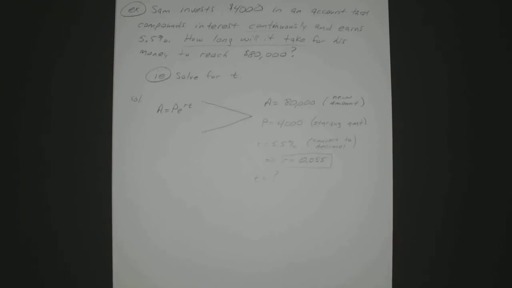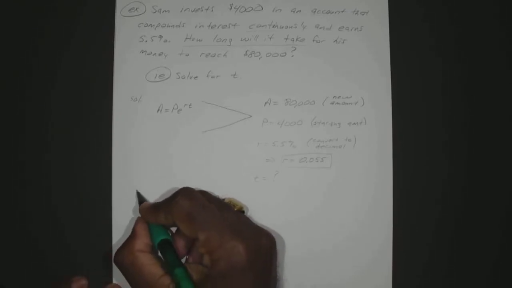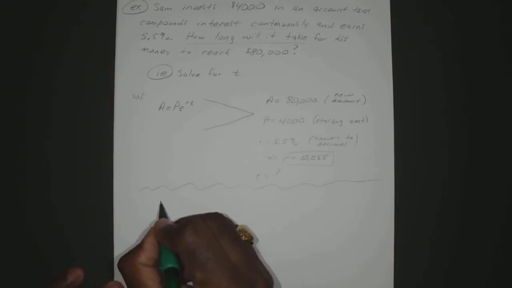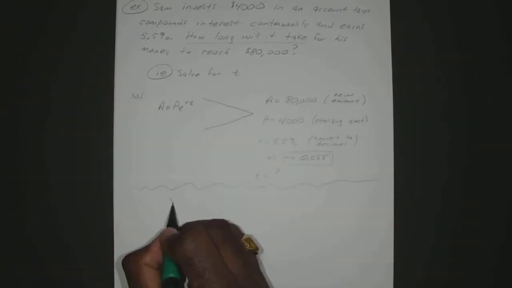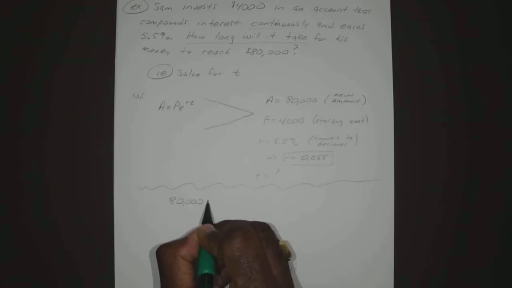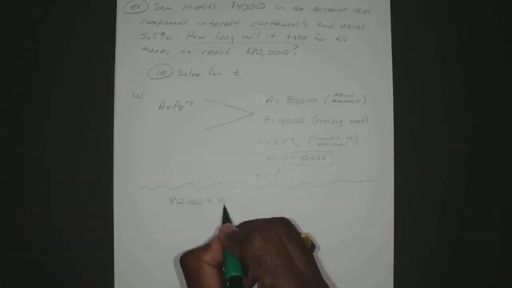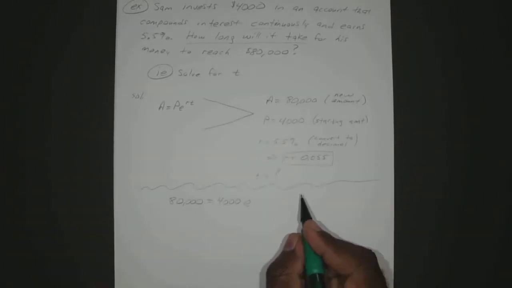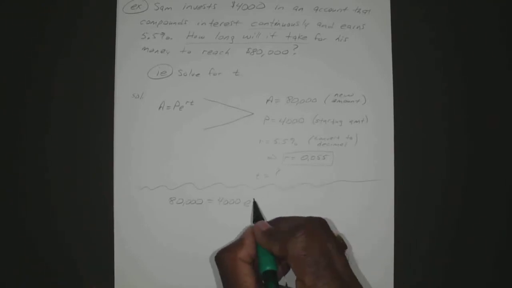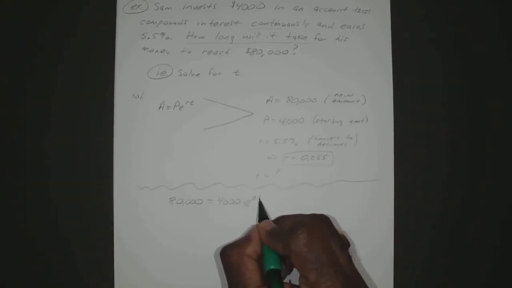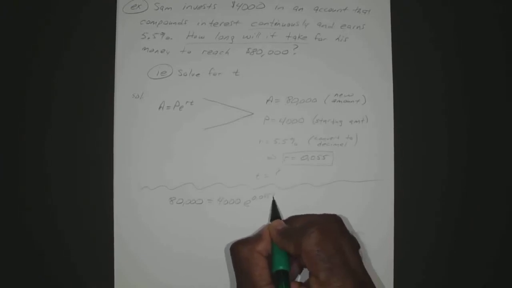So now we just go ahead and plug it right in. Our A is equal to 80,000, equal to our principal, our 4,000, times e to the R times T, so that's 0.055 times T. And now we just go through our steps.